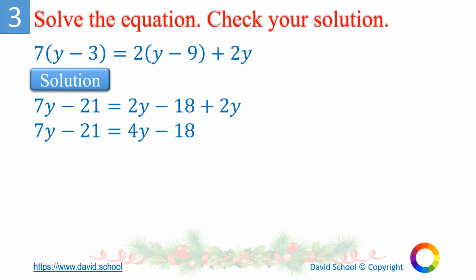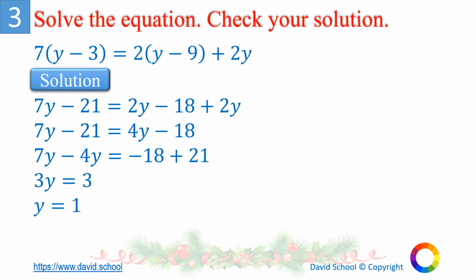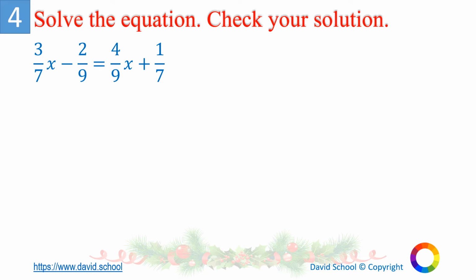7y minus 21 equals 2y plus 2y, which is 4y, minus 18, and 7y minus 4y equals negative 18 plus 21. Then 3y equals 3. Finally, y equals 1. You may check whether y equals 1 is the right answer or not by plugging this in the given equation. I leave it for you. And finally, we see one more example.